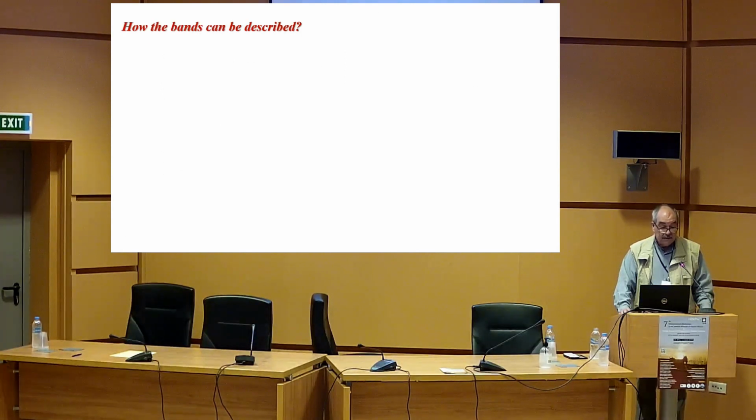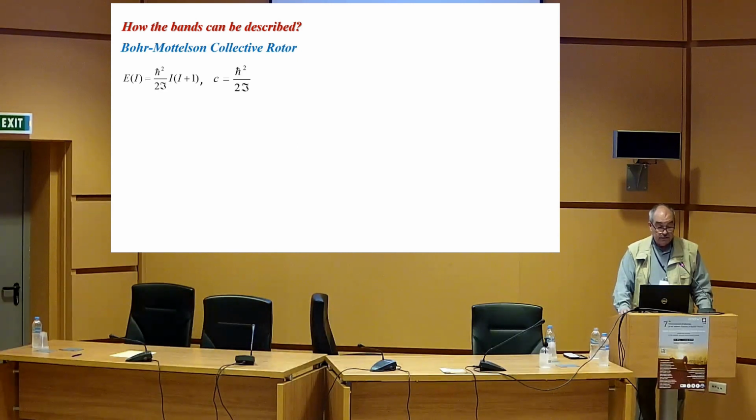So how can the bands be described by the Bohr-Mottelson collective rotor? We have the well-known I(I+1) rule and also the inverse proportionality with the moment of inertia.